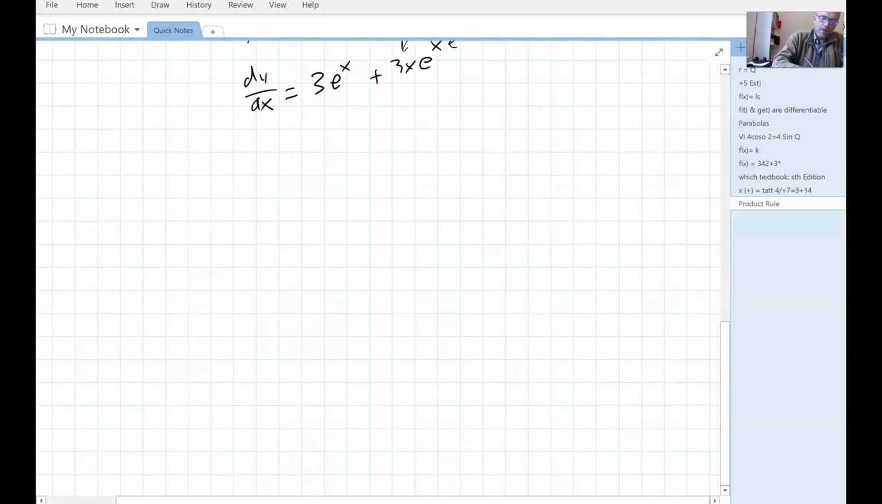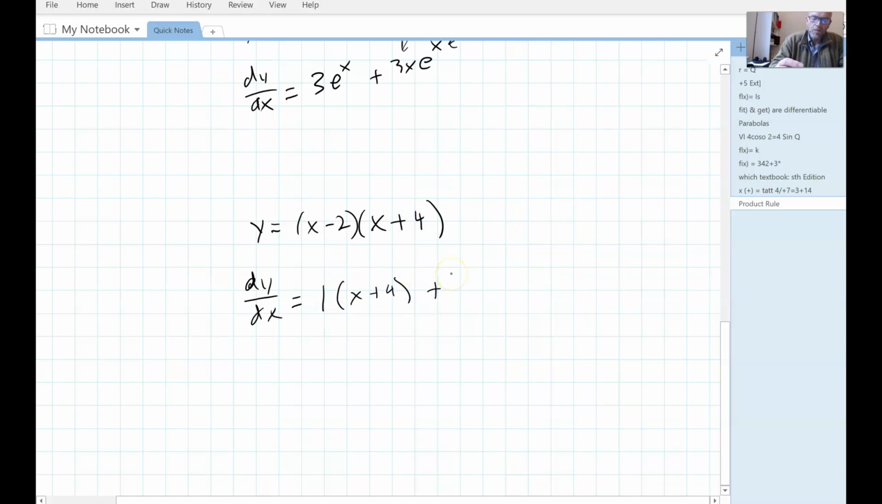Now, just for fun, let's look at that one we were talking about before that could be done either way, and we'll do it either way. So let's say it's x plus 4 times x minus 2. I don't remember what it was, so I'll just make up one like it. If we were doing this using the product rule, we would say dy/dx is equal to the derivative of the first, which would just be 1, times the second, x plus 4, plus the derivative of the second, 1, times the first, x minus 2. So in the end, dy/dx is equal to x plus x, which would be 2x, and 4 plus negative 2, which would be 2. So that would be using the product rule.